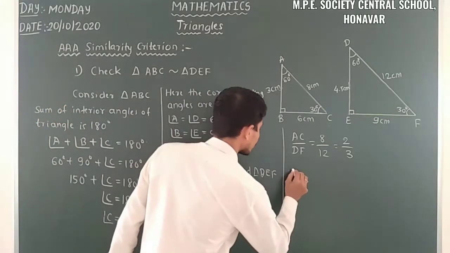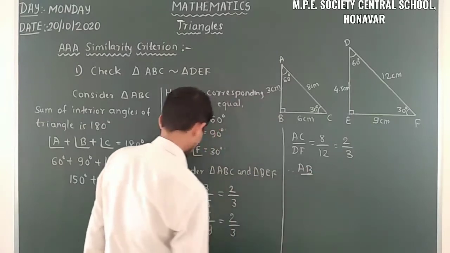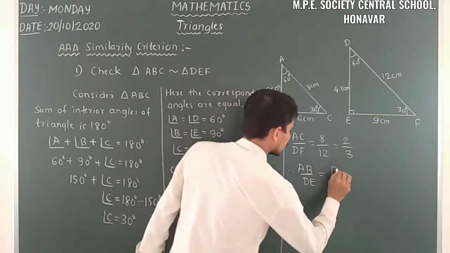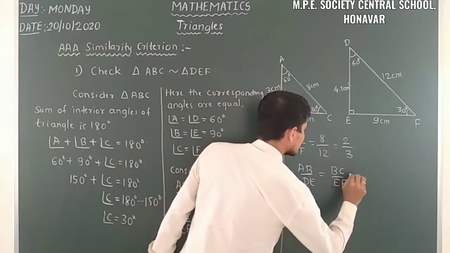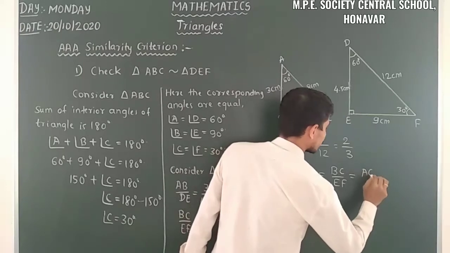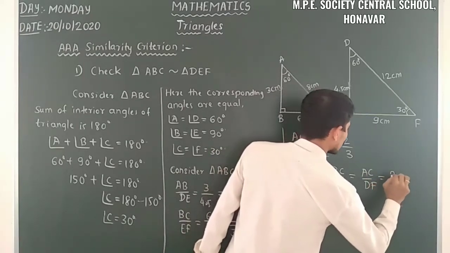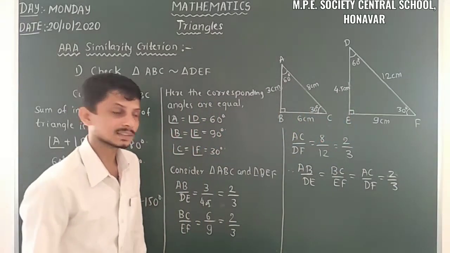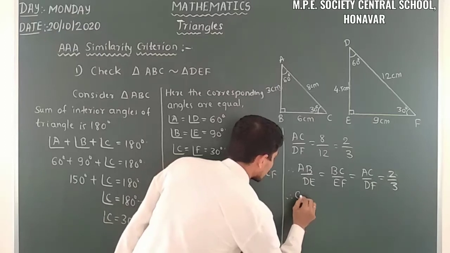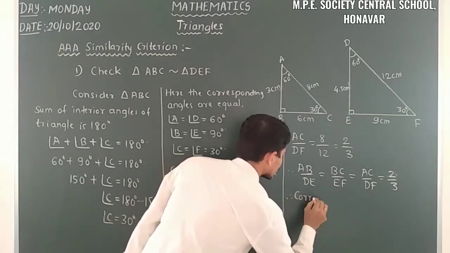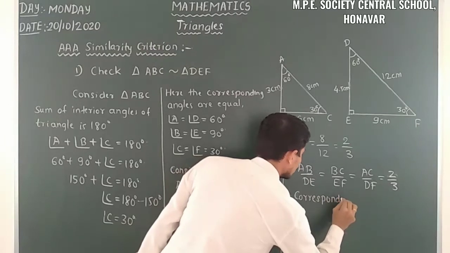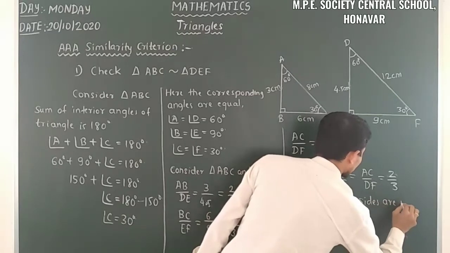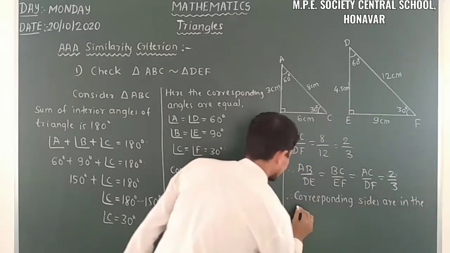That means therefore AB by DE is equal to BC by EF, BC by EF is equal to AC by DF, is equal to 2 by 3. So that means the corresponding sides are in the same ratio. Therefore, the corresponding sides are in the same ratio.